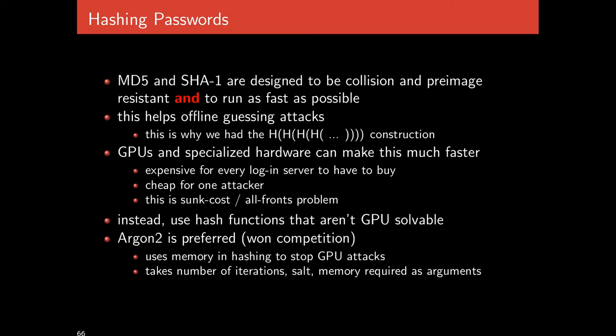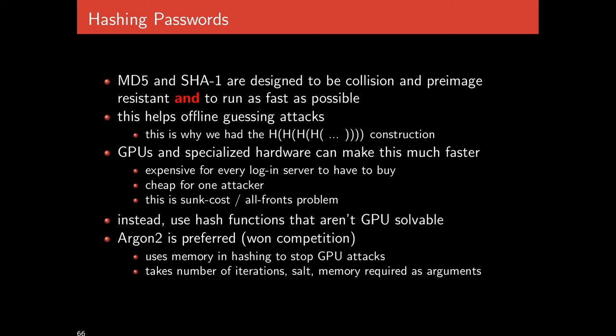And now the server is stuck with this sunk cost where they have to do a lot of expensive hashes, but the attacker just needs to buy this piece of hardware and they can do this attack. And in fact, they don't even need to necessarily buy it, for the idea that they could buy this piece of hardware and do this attack being an existential threat. So the idea was to use hash functions that aren't solvable using GPUs, that are designed to be pre-image resistant while not being parallelizable and not running really quickly.